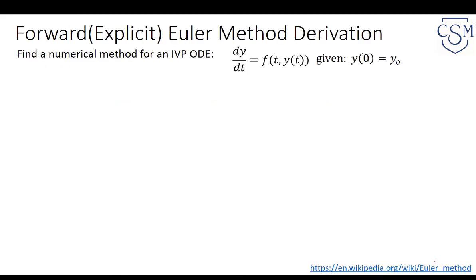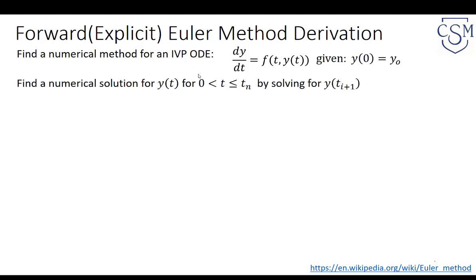Let's derive the forward Euler method for solving ODEs, and specifically an initial value problem ODE, where we have some first order differential equation equal to some function with respect to t and y, given an initial value of y. This is often called the explicit Euler method. So we'd like to find this numerical method for y of t for any t greater than 0 up to some t we'd like to know. In order to do this, we'll solve for y at different time steps, where t i plus 1 is just t i plus some change in time, some delta t.